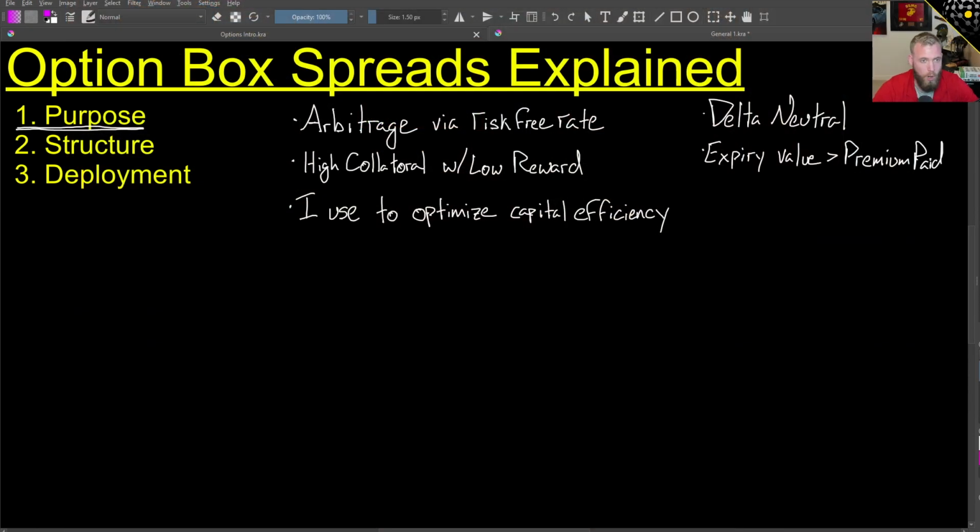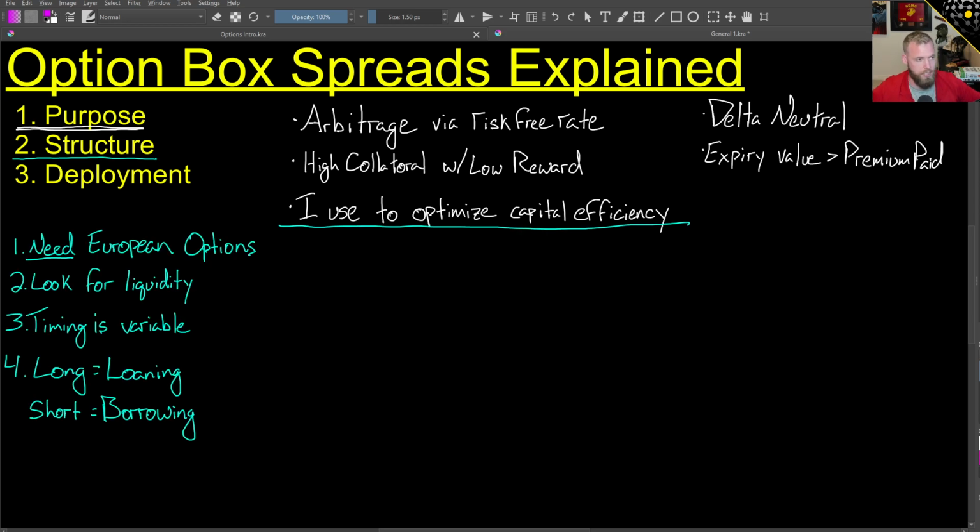This is overall a delta neutral trade, meaning we don't care which way the market goes whatsoever. And the hallmark of this is we need to make sure that the trade is put on where the expiration value is greater than the premium paid. So what is the structure of the strategy? Well, really, it's just a debit put spread plus a debit call spread. And I'll walk you through what that looks like in just a second.